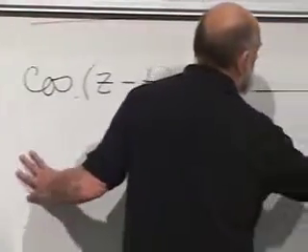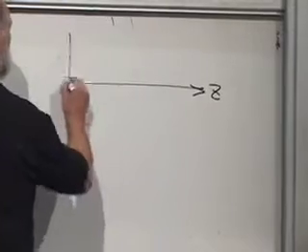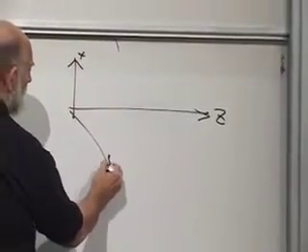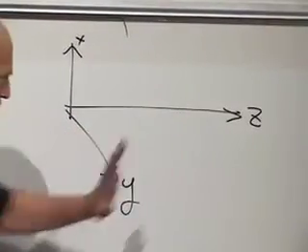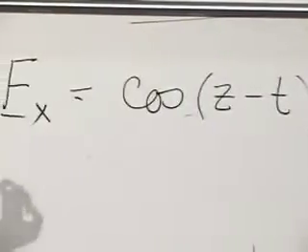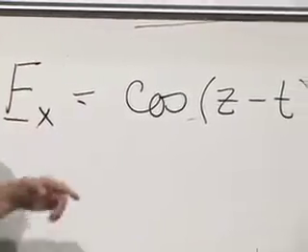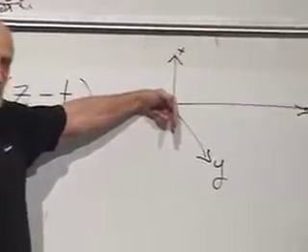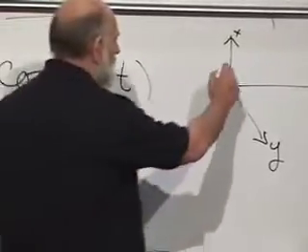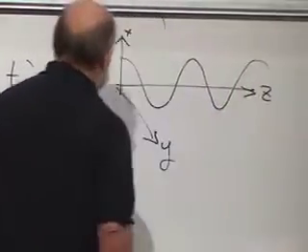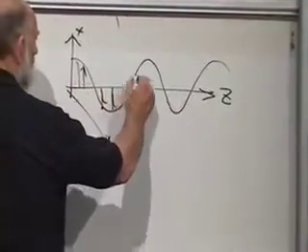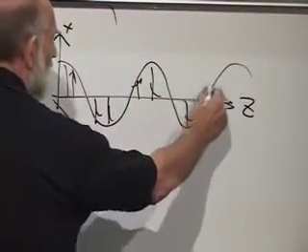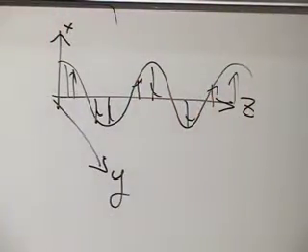Let's draw some coordinates. Here's z, here's x, and here's y sticking out of the blackboard. This is a wave moving down the z-axis. Its electric field is along the x-axis. For simplicity, let's take it not to have any component along the y-axis, and it looks like a cosine. So it's an electric field that points up, points down, points up, points down, and it propagates, needless to say, with the speed of light.